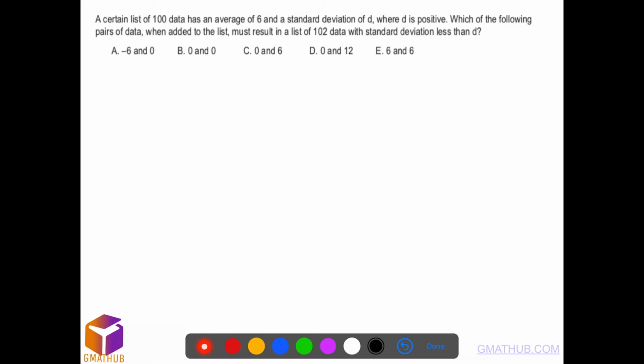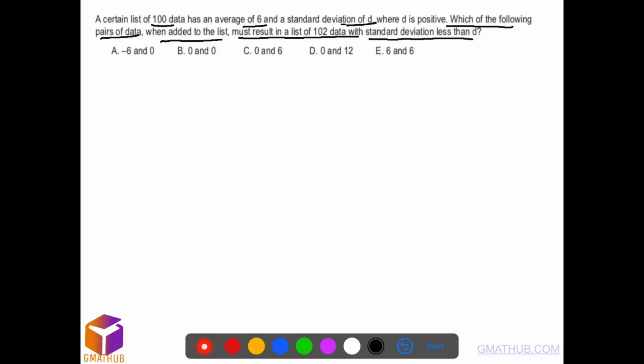So there's a list of 100 data points and average is 6, standard deviation is D, where D is positive. Okay, so it's not 0, so what it means is all the terms are not same. Which of the following pairs of data when added to the list must result in a list of 102 data with standard deviation less than D? So this is again very frequently checked in GMAT.